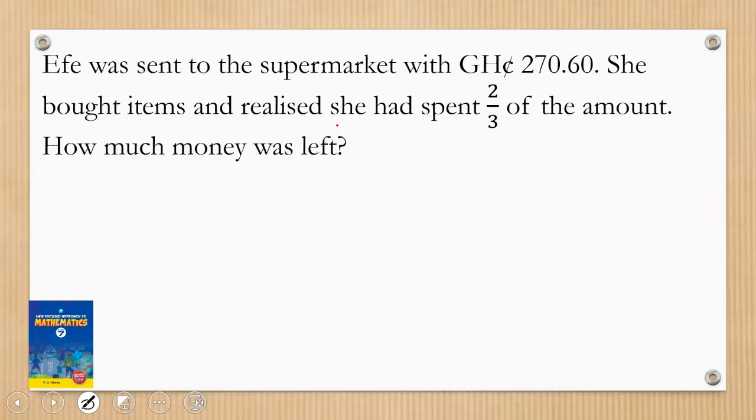Right. Let's look at the last question. If she was sent to the supermarket with 270.60, that is 270 Ghana cedis, 60 pesewas. She bought items and realized she had spent 2/3 of the amount. How much money was left? Okay, so she has spent 2/3 of the amount, 2/3.